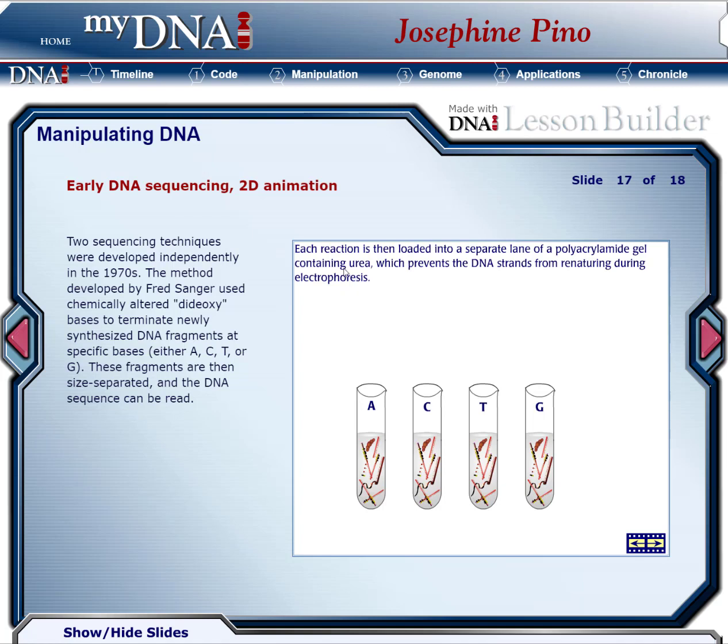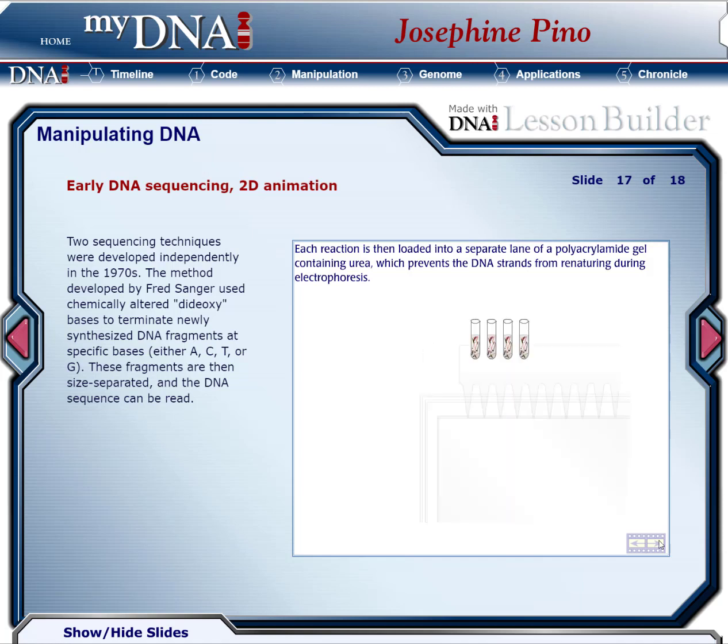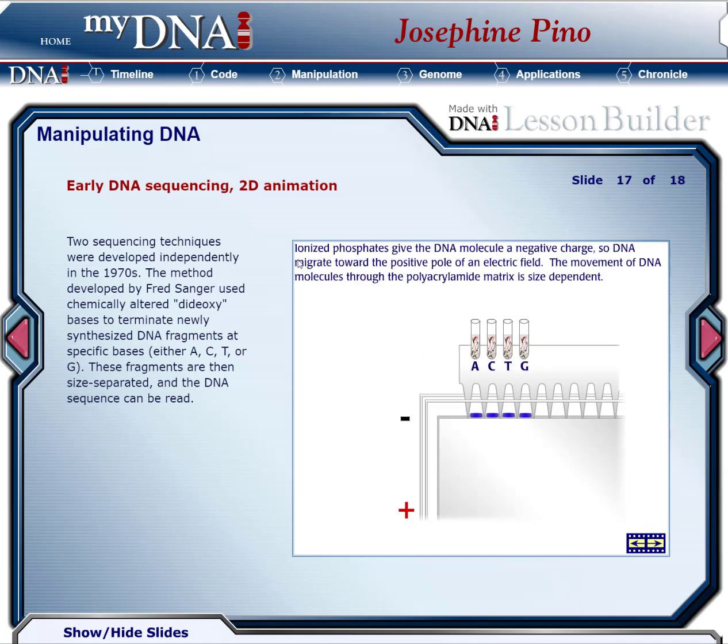Each reaction is then loaded into a separate lane of a polyacrylamide gel containing urea, which prevents the DNA strands from renaturing during electrophoresis. Ionized phosphates give the DNA molecule a negative charge, so DNA migrates toward the positive pole of an electric field.